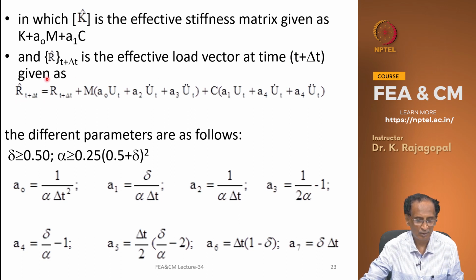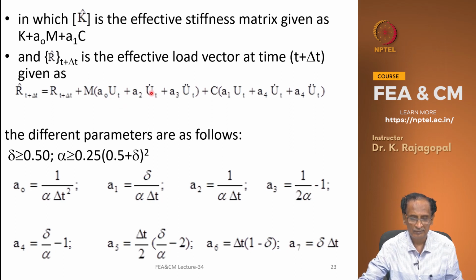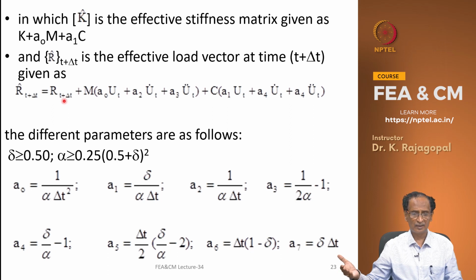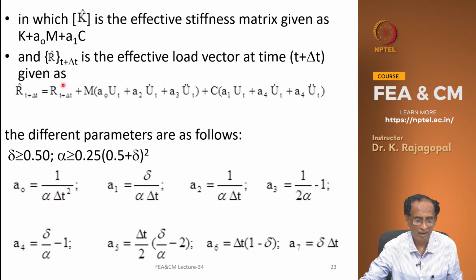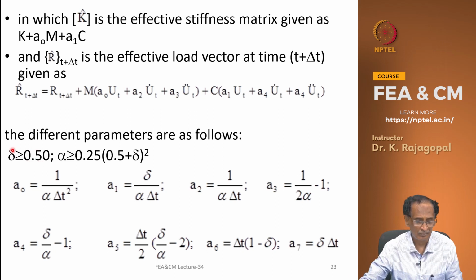that is the sum total of the applied loading plus mass times all these quantities and c times all these quantities, which are all dependent on the values at the previous time: the displacement at time t, velocity at time t, acceleration at time t, and so on. And so the load vector we can easily determine, because r at t plus delta t is the applied load, and so we know what that applied load is.